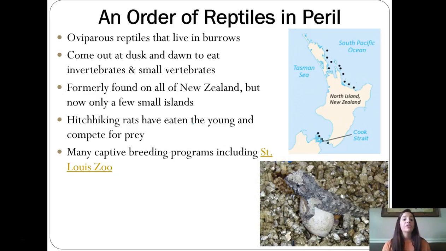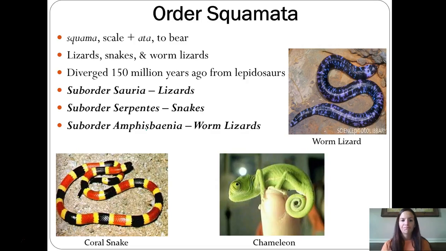They're also, of course, very much in danger. They live in burrows and they come out at dusk and dawn to feed, but they used to be all over New Zealand, and now they're only left on a few small islands. The issue is rats. Rats have hitchhiked over to these islands, and they eat the young, and they are competing for prey. Fortunately, there are many captive breeding programs, but in terms of wild reptiles, there's not that many left.